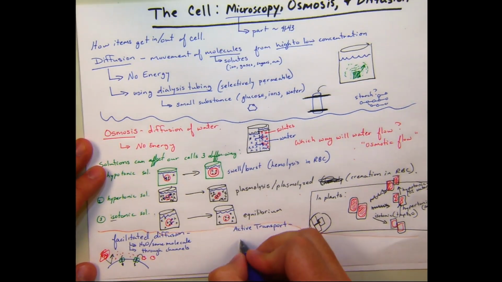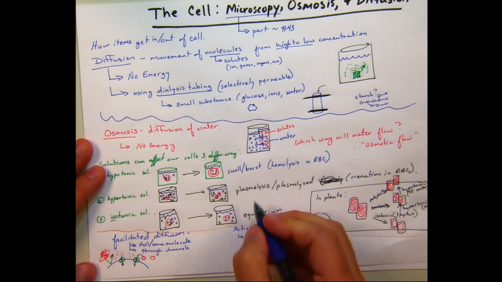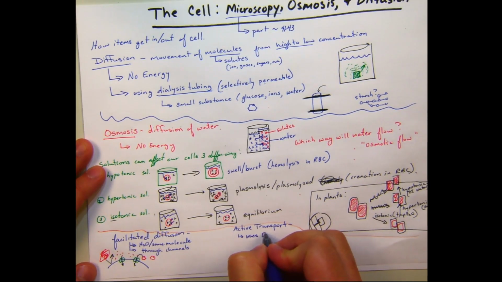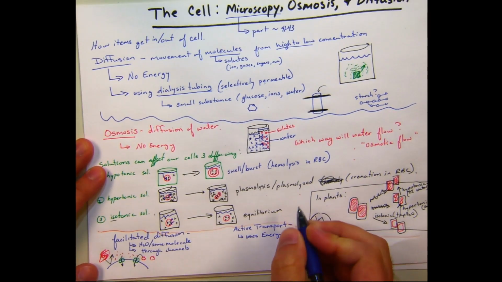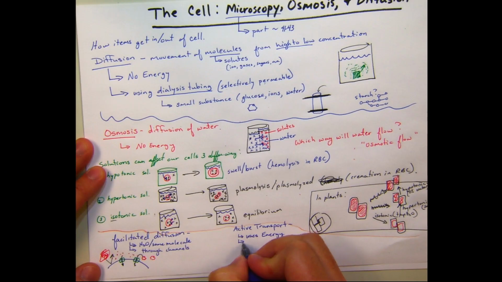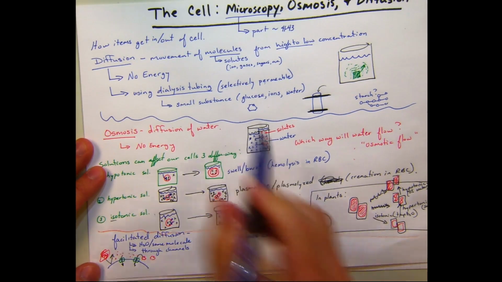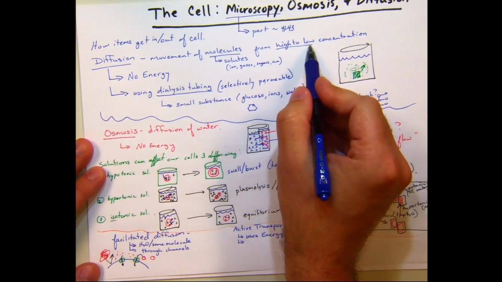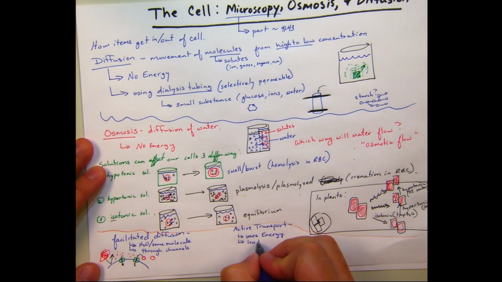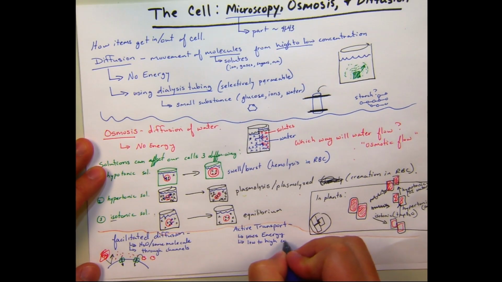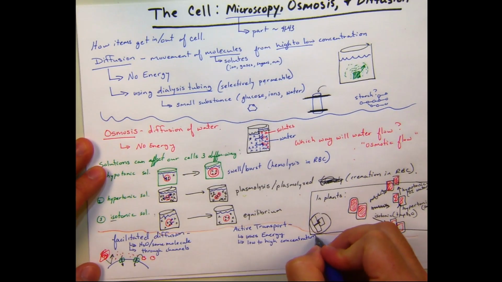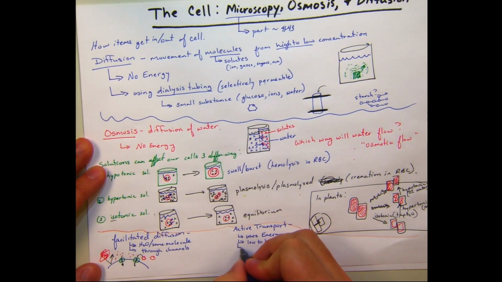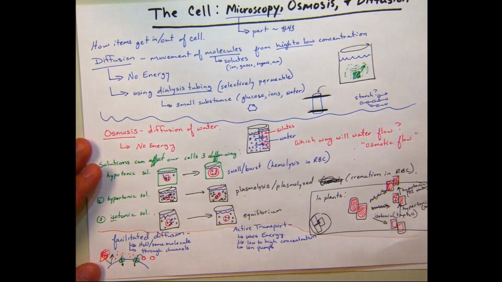Active transport, right, there's no word of diffusion in here. This one uses energy. And what it does, it's the opposite. No energy for diffusion, uses energy down here. Diffusion goes from a high to a low concentration. This is the opposite, going from a low to a high concentration. A very good example of this are the ion pumps in your cells.